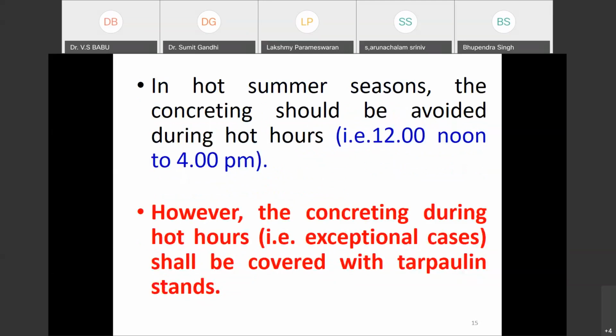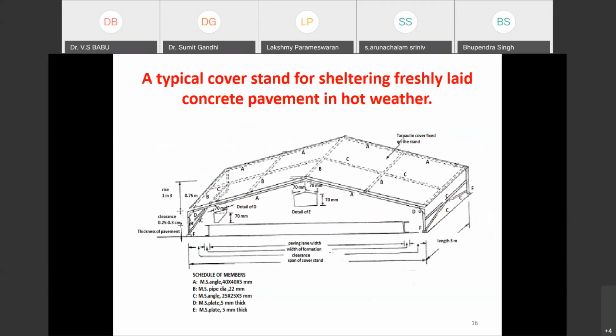Next, in the hot summer season, generally the hot hours, 12 noon to 4 p.m., in between, concreting should be avoided. If you particularly want to place the concrete in those hot hours, then the alternate solution is to cover it with tarpaulin stands. I would like to show you a typical covering stand; you have to maintain a covering stand and protect the concrete from the hot sun.